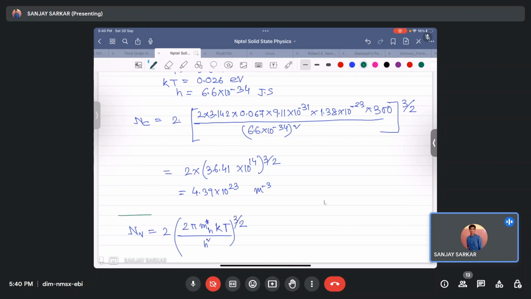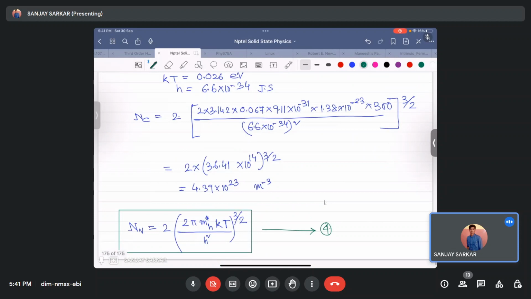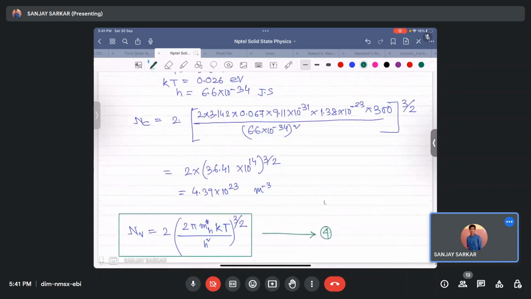So this is the effective density of states for the valence band. You can refer to it as equation 4. Equation 3 I have written for the effective density of states of the conduction band, and equation 4 is the effective density of states of the valence band. Only in the place of mn star you replace it by mh star. The effective masses are different for electron and hole.